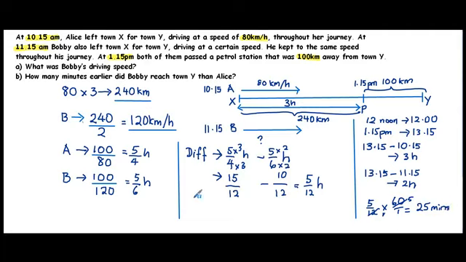So going back to the question, how many minutes earlier did Bobby reach town Y than Alice? Our answer would be Bobby reached town Y 25 minutes earlier than Alice.